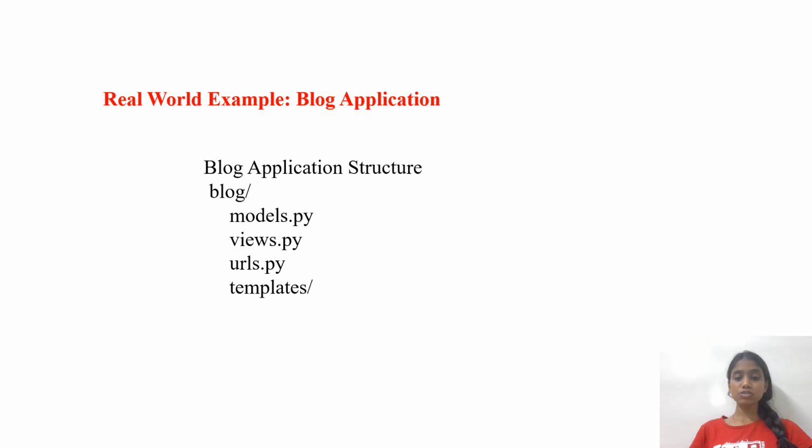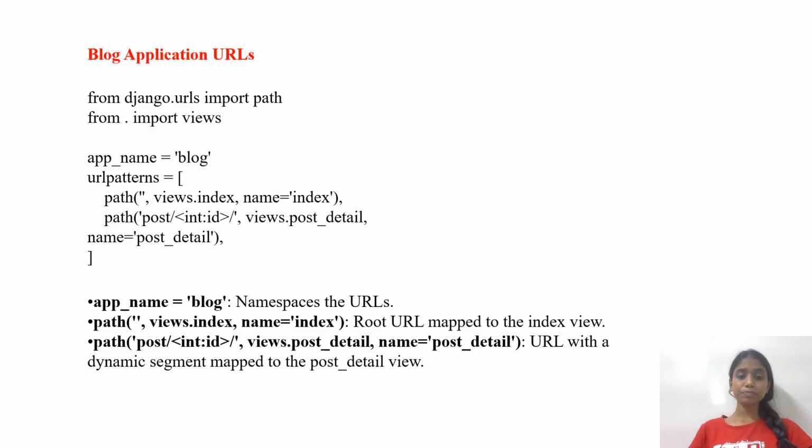In the blog application structure, first we create the blog app in the project's directory by running python manage.py startapp blog, or whatever name you want to give to the app. Then we create models.py, views.py, urls.py, and the templates directory. In the templates directory we can have HTML files which help in the presentation of the website to the user.